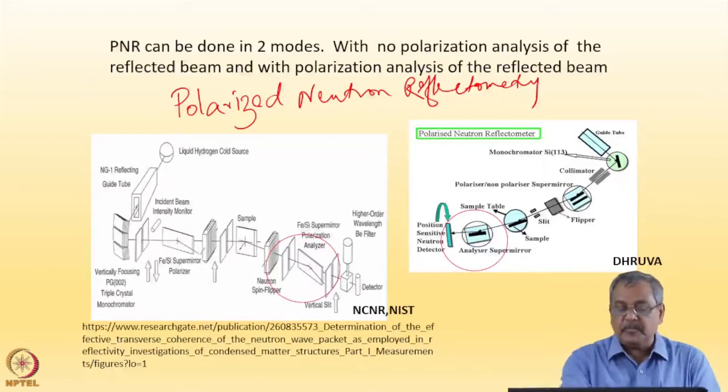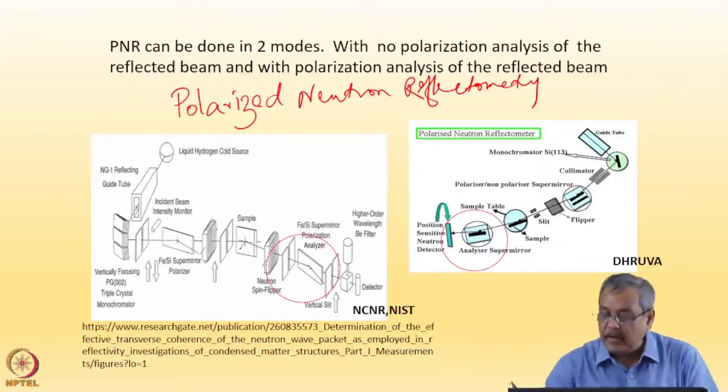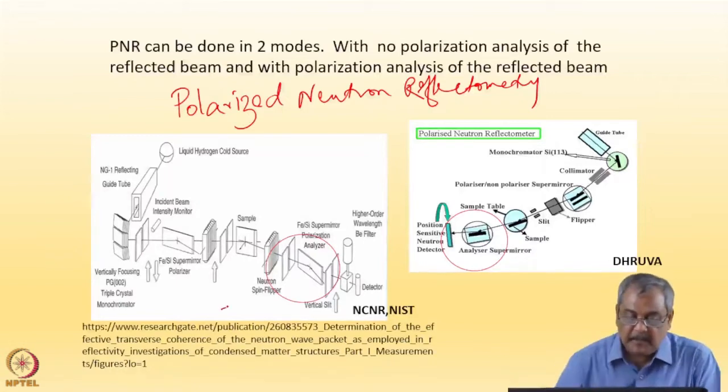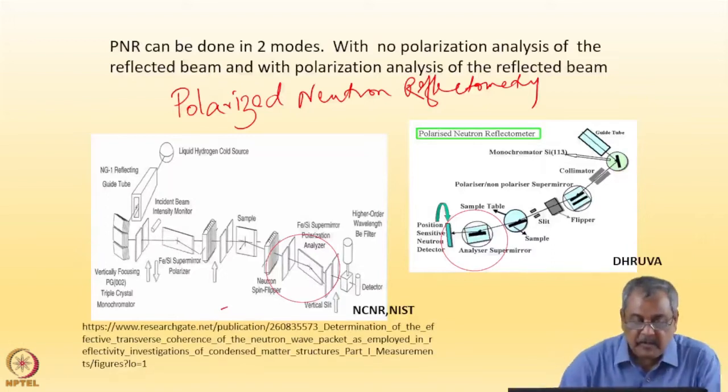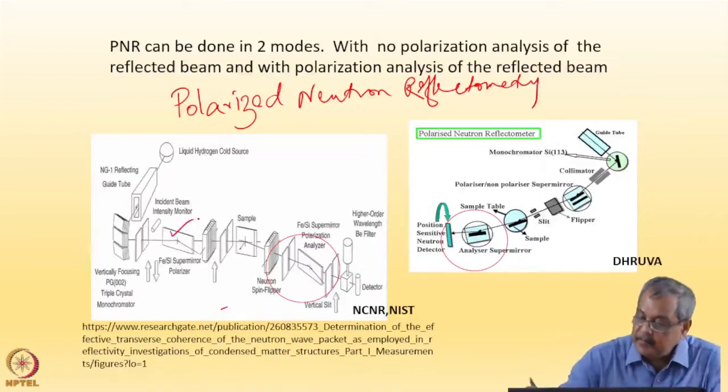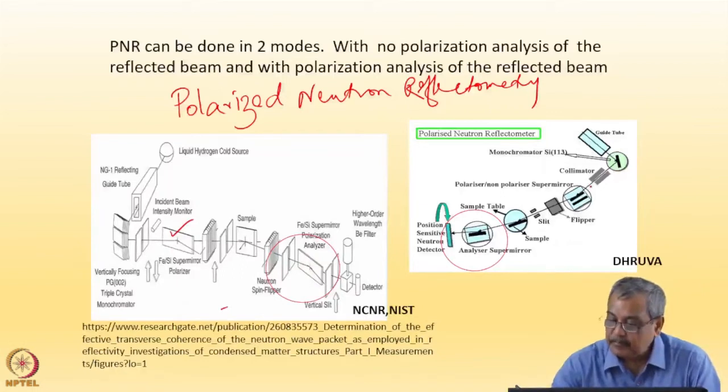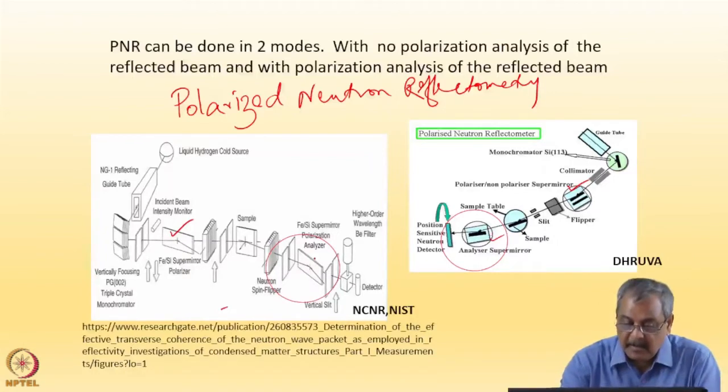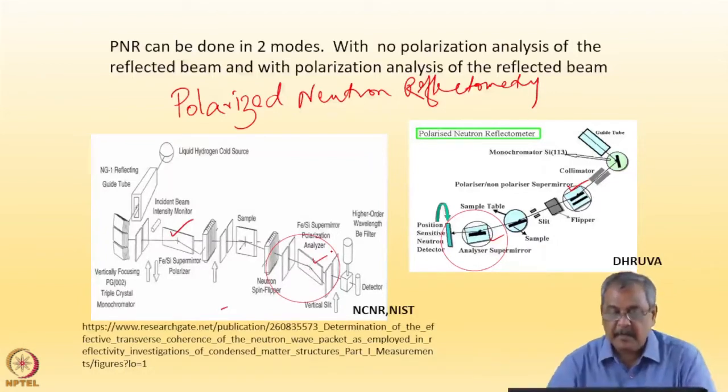Let me just show you the experimental setups. This is the one at Dhruva. This setup is at NCNR NIST. You can see that there is a polarizer in both the cases. There is a polarizer in both the instruments, and after the instrument there is a place for an analyzer. Here also there is an iron silicon analyzer.